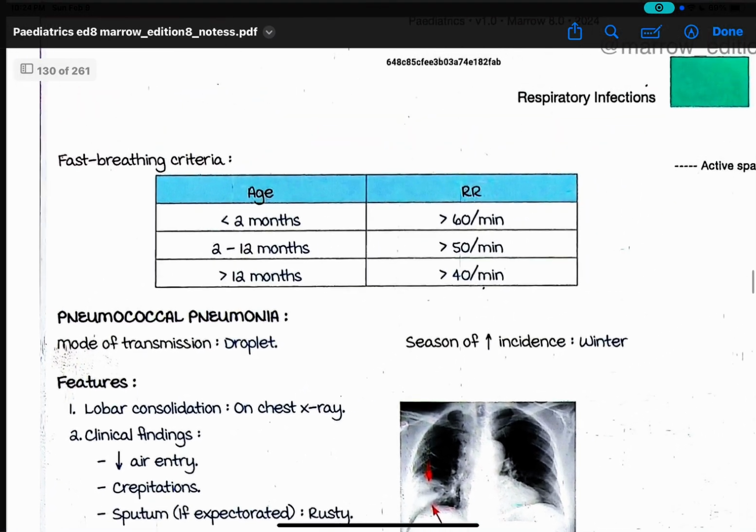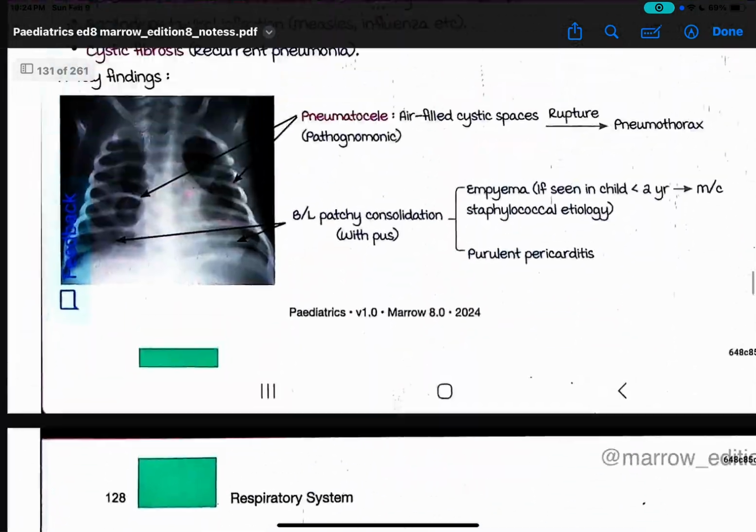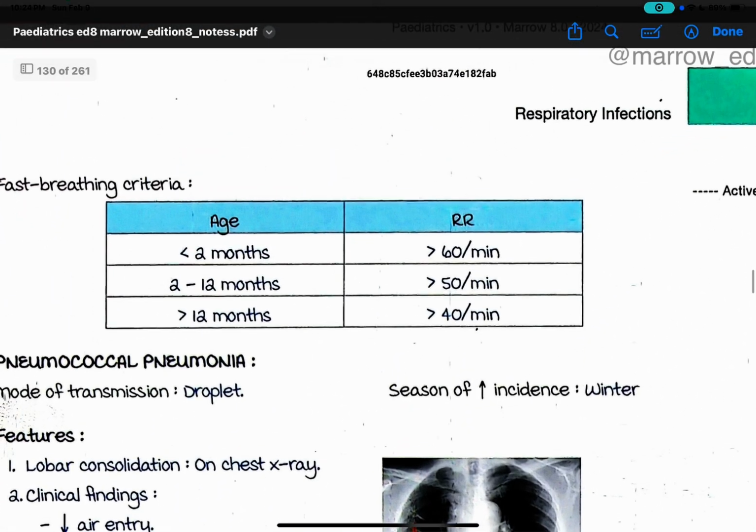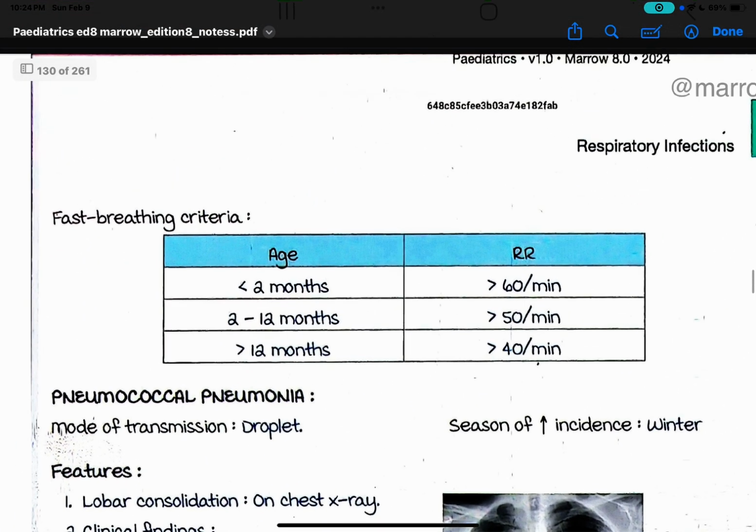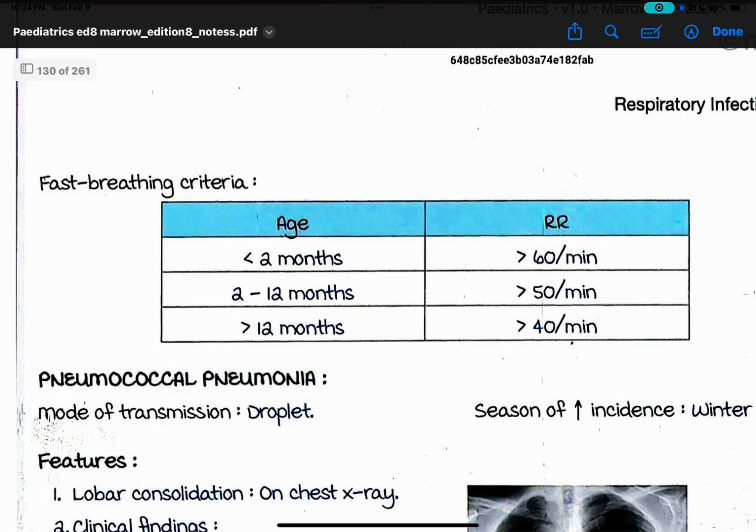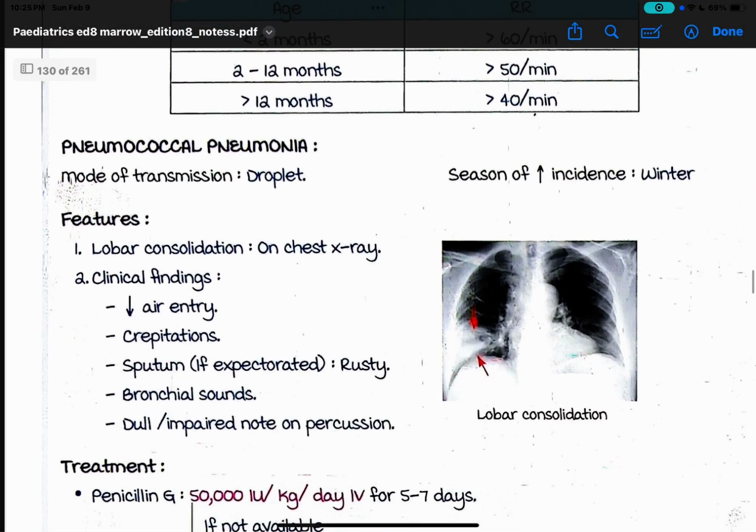Fast breathing criteria. When can you say that the child is breathing fast? It depends on the age. When they are more than 1 year, a respiratory rate of more than 40 is fast breathing. When they are less than 2 months, more than 60. Between 2 and 12 months, more than 50.